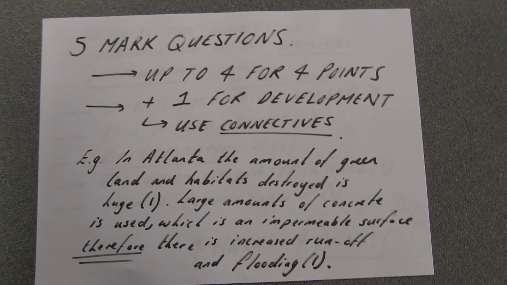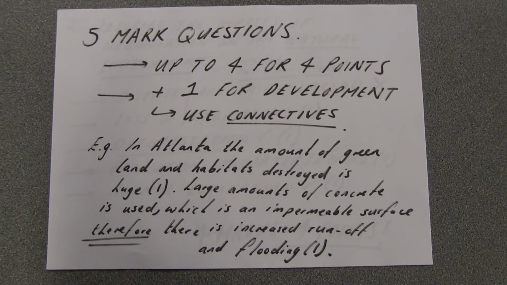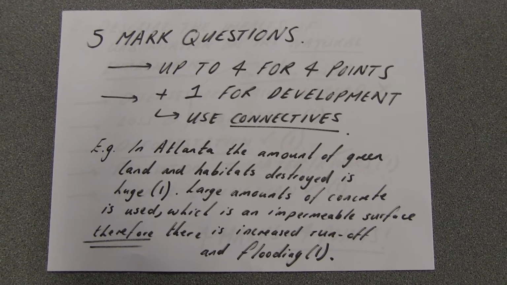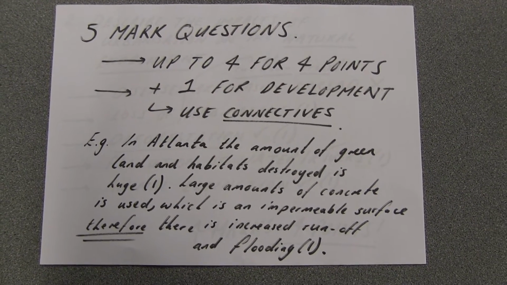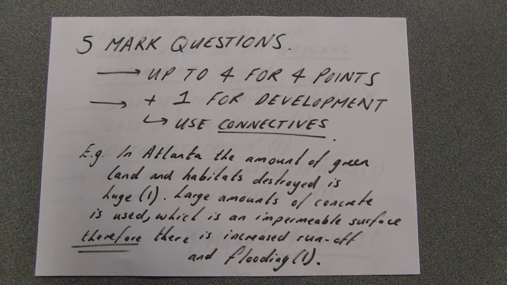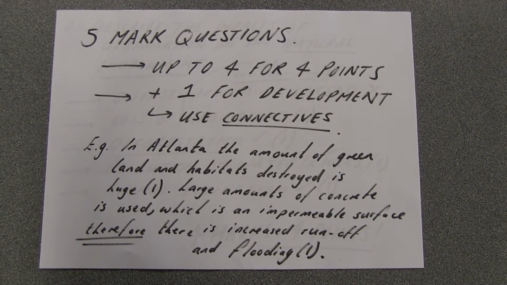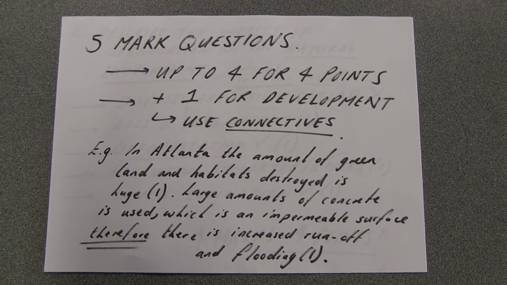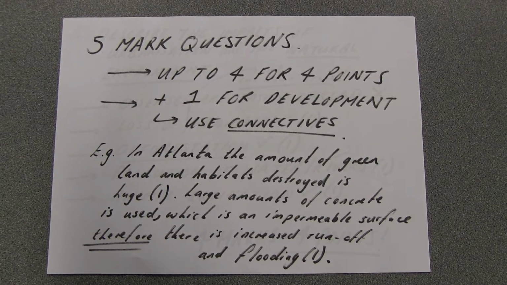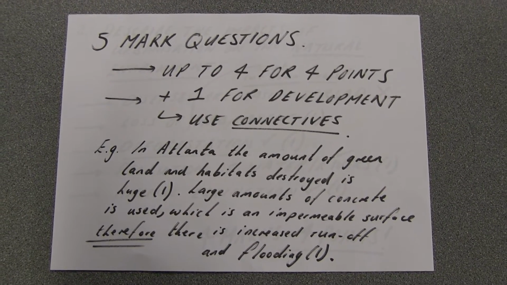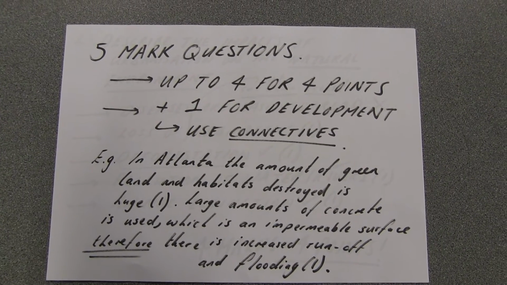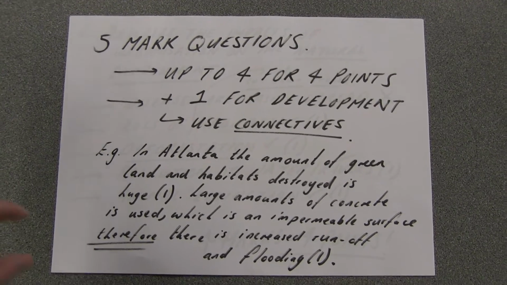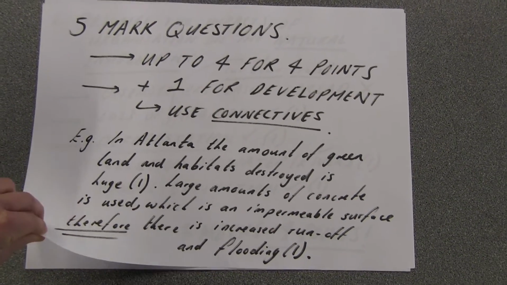Now remember, for 5-mark questions, you can get up to 4 marks for 4 points, and then you get that extra 5th mark for the development, and that means that you need to make sure that you use connectives. So below I've got a little example for you. In Atlanta, the amount of green land and habitats destroyed is huge. That's enough to pick you up a mark. Large amounts of concrete is used, which is an impermeable surface. Therefore, so that's the connective that gets us the mark for the development, there is an increased risk of runoff and flooding. You all knew that because we looked at that as a case study.